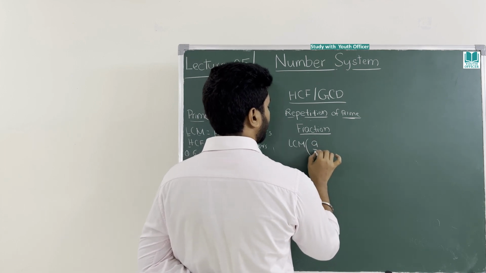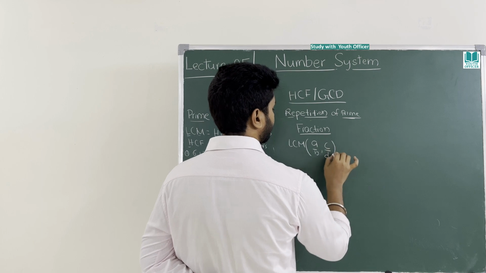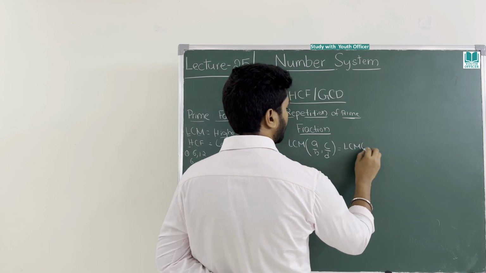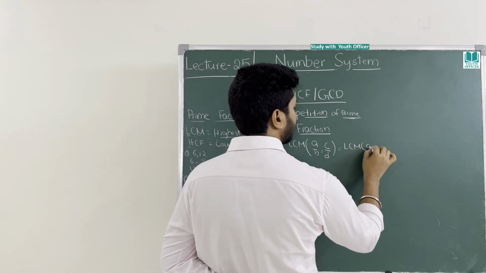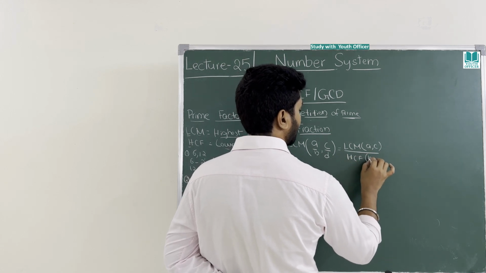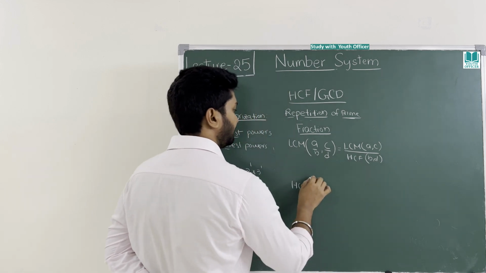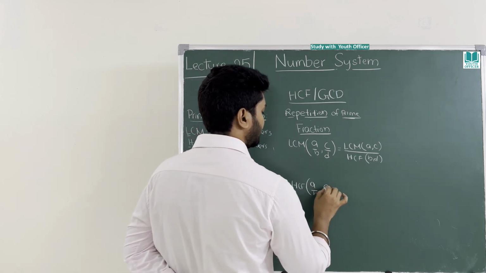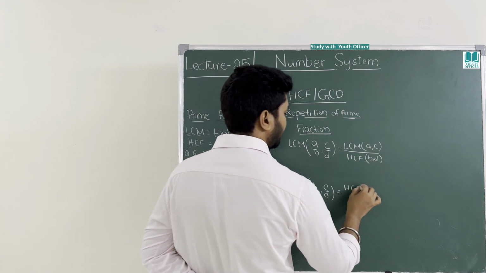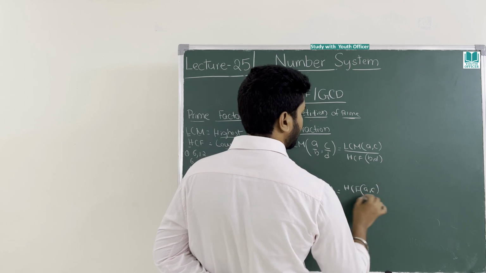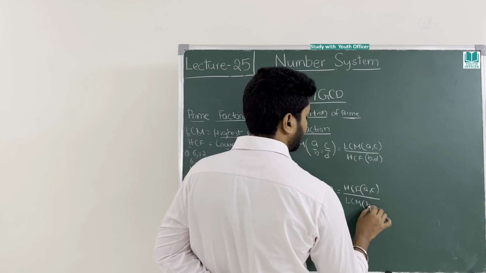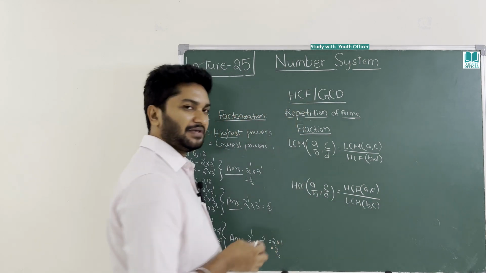LCM of A by B, comma C by D. What is the formula I told you? If you have to find LCM for two fractions, the numerator takes LCM and the denominators, B comma D, take HCF. If you are finding HCF for fractions, the numerator will have HCF of the numerators, and the denominator will have the opposite, the LCM of B comma D. We will take some examples for this.